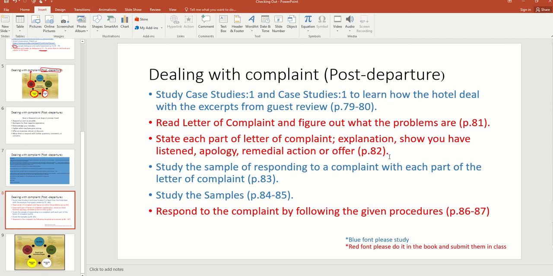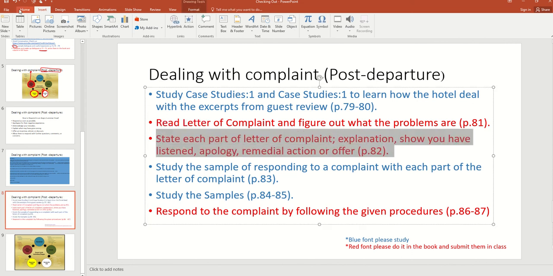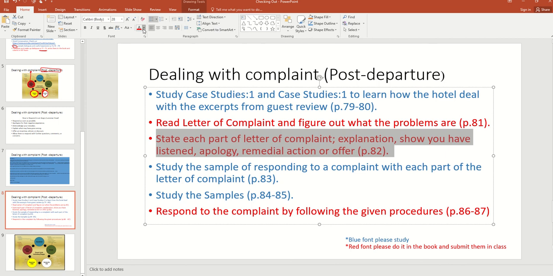And also page 82, but actually we did. I did it for you, right? On page 52. So review again. Let me change the font color into the blue one because you don't need to do it again, right? And then respond to the complaint by following the given procedure or format.